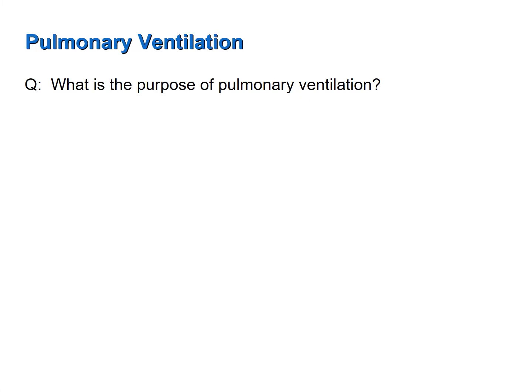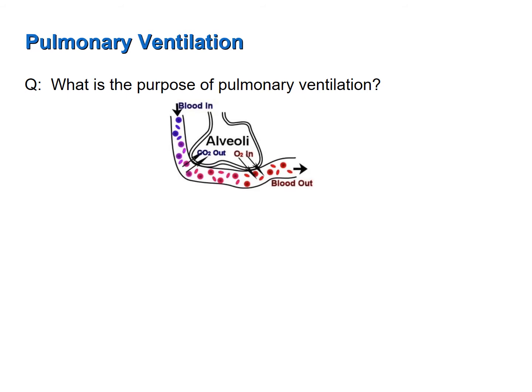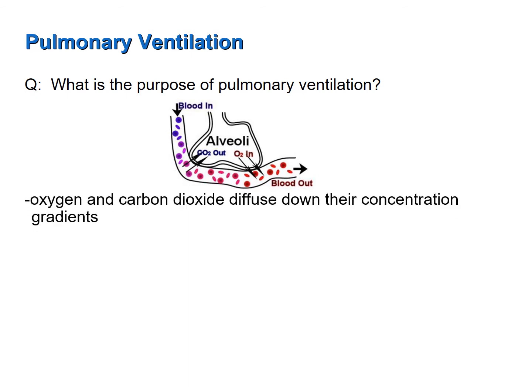What is the purpose of pulmonary ventilation? To answer this question, let's look at what's occurring in the alveoli of the lungs. Pulmonary capillaries returning from the right ventricle are high in carbon dioxide and low in oxygen. Carbon dioxide is unloading, or diffusing out of the pulmonary capillaries into the alveoli, and oxygen is being loaded, or diffusing from the alveoli into the blood of the pulmonary capillaries, both moving down their concentration gradients.